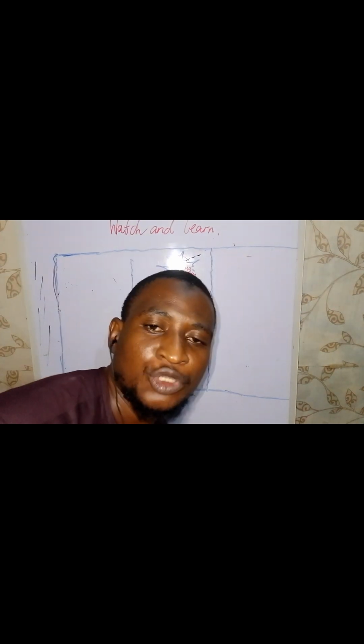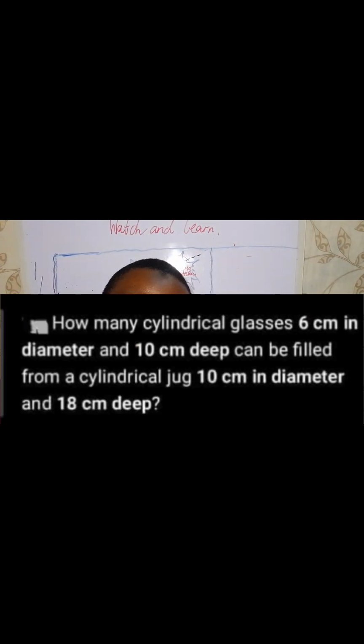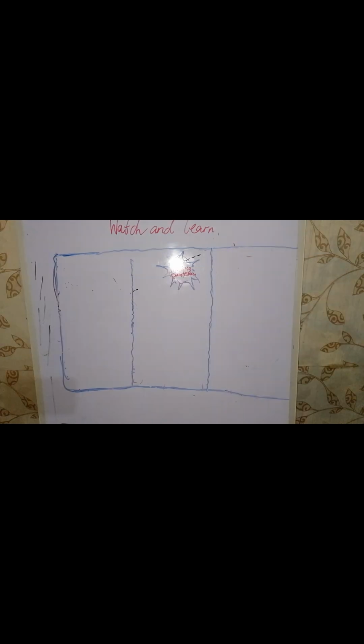Hi there. We want to solve this question. It says, how many cylindrical glasses, 6 centimeter in diameter and 10 centimeter deep, can be filled from a cylindrical jug, 10 centimeter in diameter and 18 centimeters deep? The volume of the cylinder is the base area, which is pi r squared, times height.